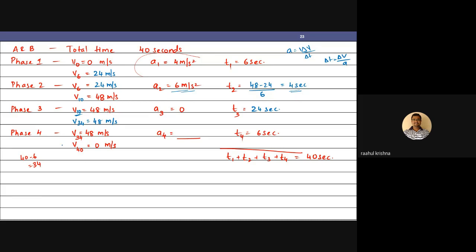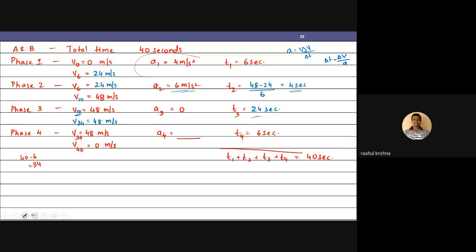Understand? I am looking at the time here. At 34, my fourth phase starts. And when did my second phase end? At 10. So what is the time duration for the third phase where I am having constant velocity? 34 seconds minus 10 seconds, so the total time is 24 seconds. Yes. Okay? Understand? If there is a question, ask.